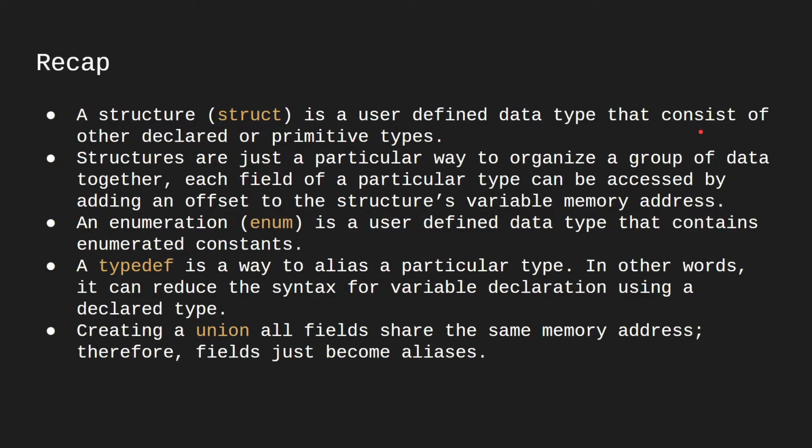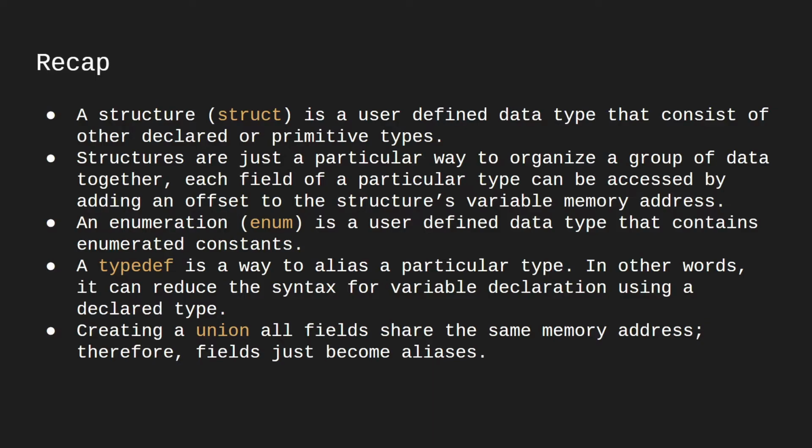Okay, in order to recap what we just went over, a structure or struct is a user-defined data type that consists of other declared or primitive types. Structures are just a particular way to organize data or group data together. Each field of a particular type can be accessed by adding an offset to the structure's variable memory address. So that's another important thing to remember, that we can just use an offset at that particular memory address for that variable of that type and access each individual member or field.